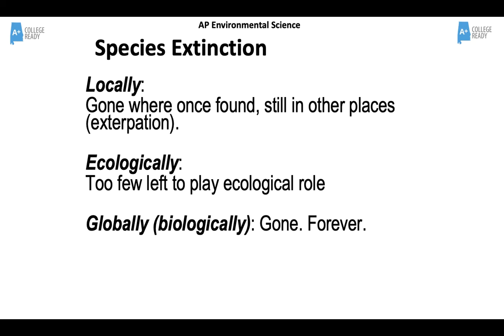Unfortunately, not only are we in the top 5 in biodiversity, we're also in the top 5 in extinction rate. So when we lose a species from a local area, that is called extirpation. That does not mean they're wiped off the face of the earth. That means you have lost them from a local area. If you lose them globally, however, that means they are extinct. They are gone forever.